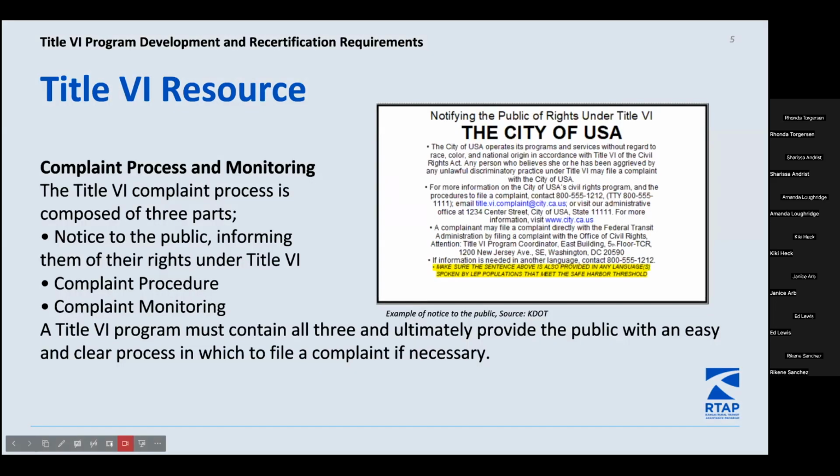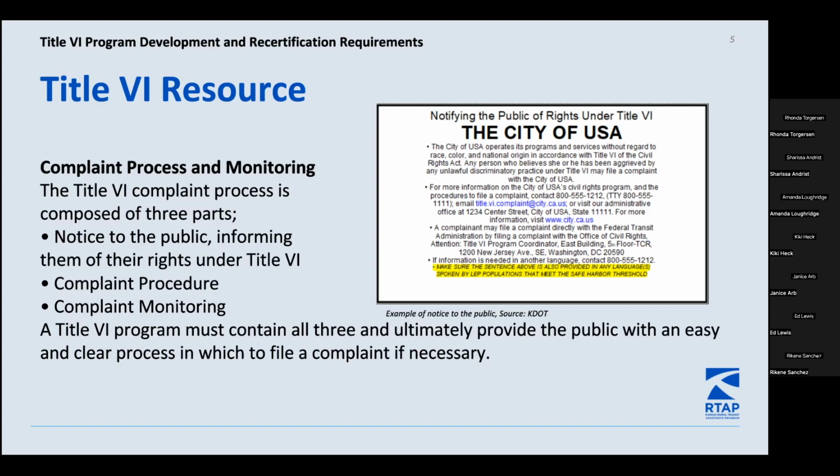Okay, so now I'll go ahead and talk about each individual chapter that will be covered within the resource and give you a brief about what each of these is required to have. Title VI requires that the public be informed of their rights under Title VI and that a complaint process is available to them in the case of discrimination. The complaint process is presented in the resource in one chapter that is divided into 3 parts: notice to the public, complaint procedure, and complaint monitoring.